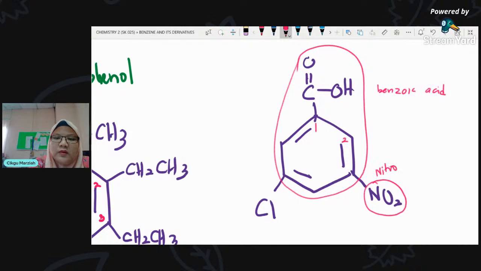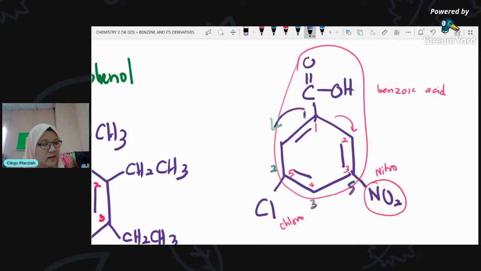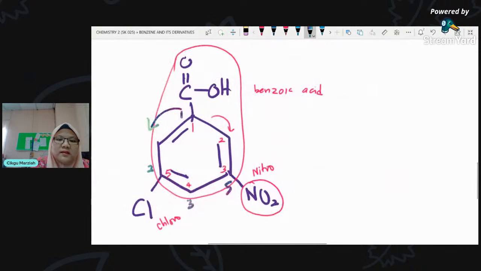Nitro. This is chloro. Okay, we have 2 possibilities. If I start numbering from here, this is number 1, number 2, number 3, number 4, number 5. And if I start numbering from here, this is number 1, number 2, number 3, number 5. Mana satu saya nak ikut? Which alphabet comes first? C or N? Because chloro kan C. Chloro comes first. So because of that, we need to give the lowest number for chloro.